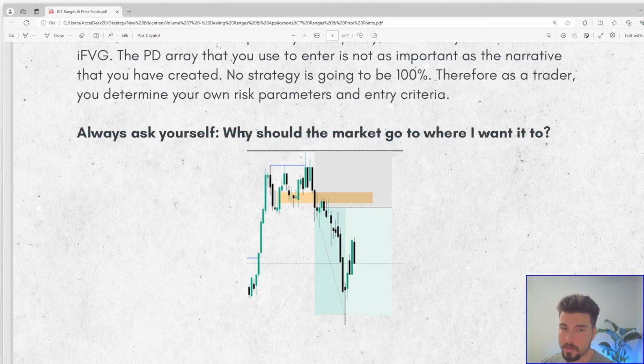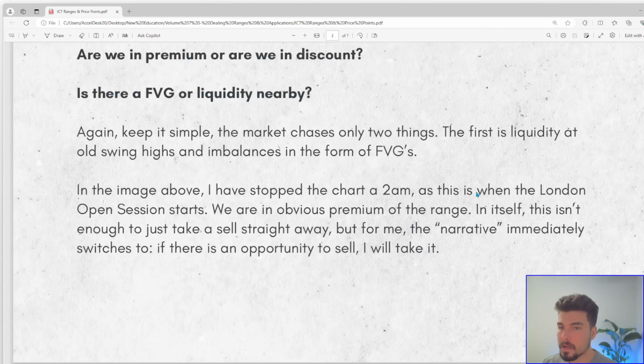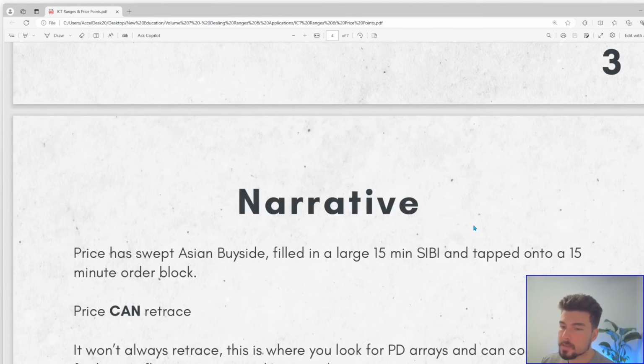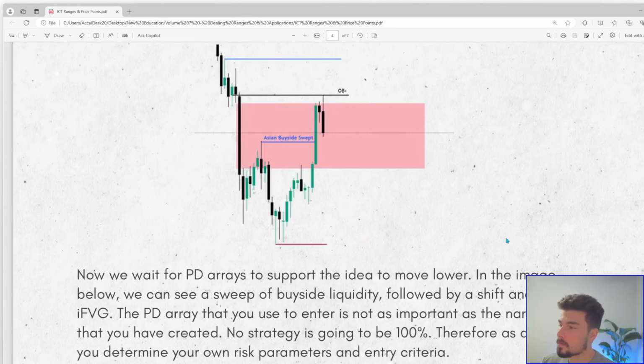If I was to answer this question for you guys for this particular trade, why should the market go lower? The market should go lower, or can go lower, because of the fact that we've returned to a premium of the Asian range. We're in a macro, we're starting the London Open session. We've just swept liquidity on a higher time frame and filled an imbalance. So it's expected or anticipated that the market can now retrace or reprice lower.